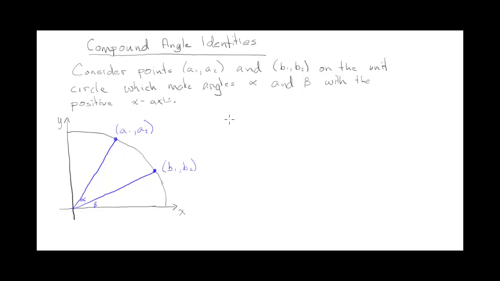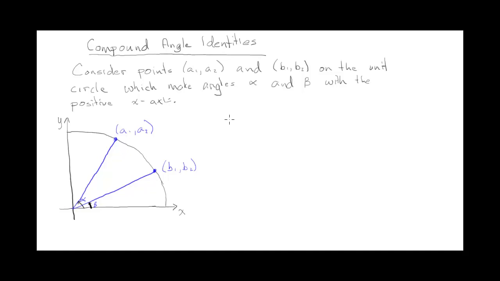The way we're going to do this is we'll take 2 points, one with coordinates a1, a2, and the other one b1, b2. Point a1, a2 makes an angle of alpha with the positive x-axis, and b1, b2 makes an angle of beta with the positive x-axis. They're both on the unit circle. So beta is this angle here, and alpha is this angle here.